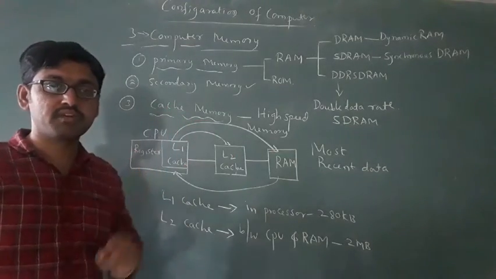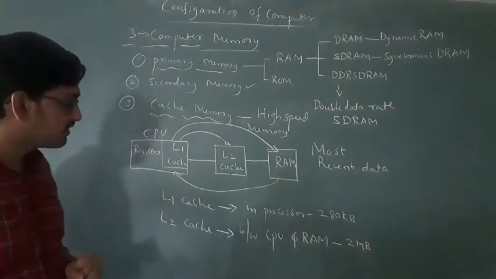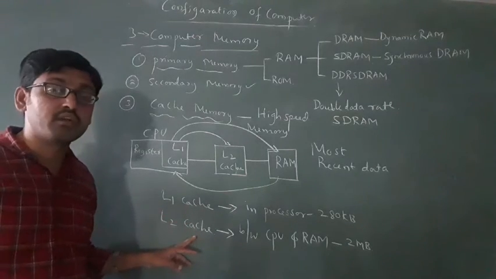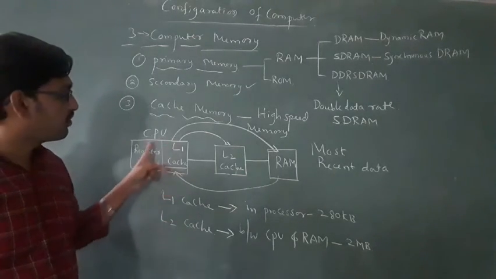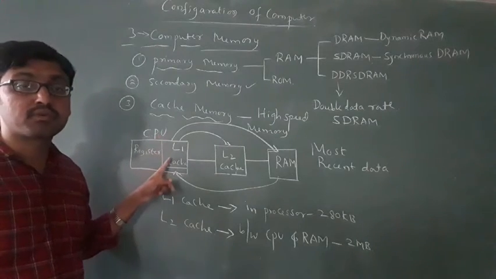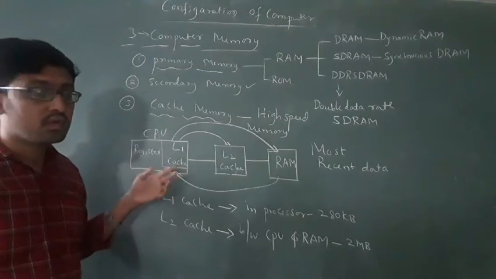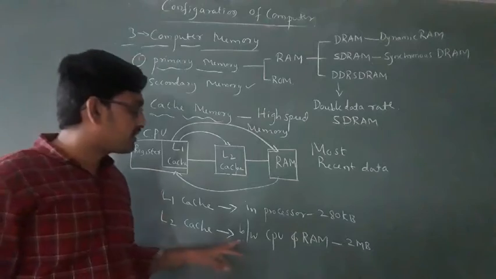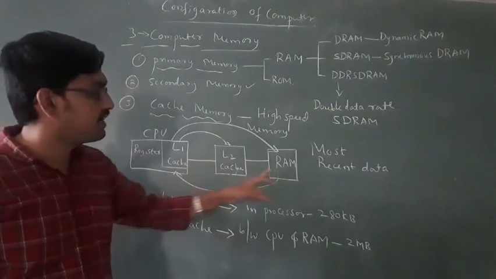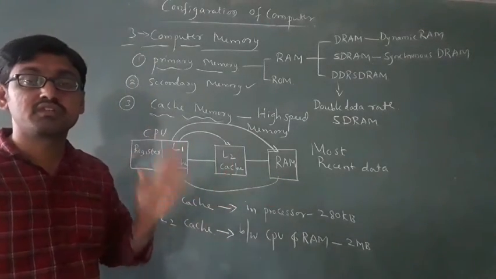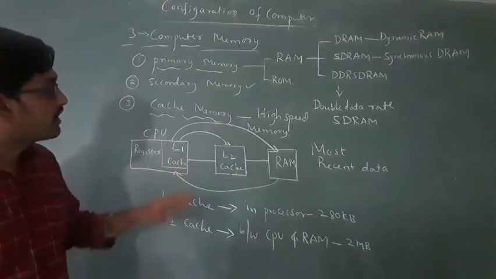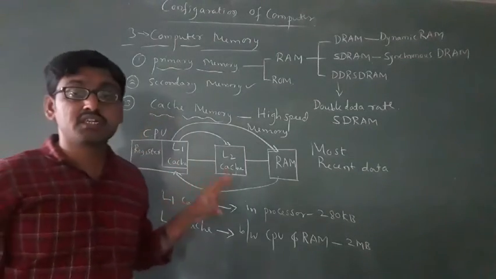Okay, there are two types of cache memory we have. First one is L1 cache, second one is L2 cache. Where will the L1 cache be located? L1 cache is always in the processor or CPU. Okay, then L2 cache will be in between CPU and RAM. Okay, these questions have been asked so many times. Okay, this is about cache memory.